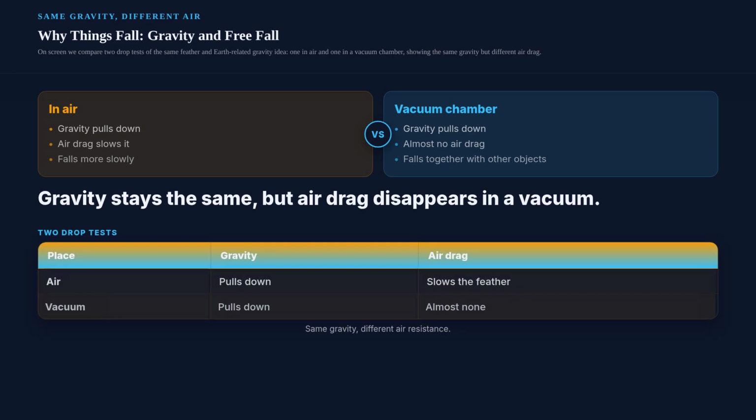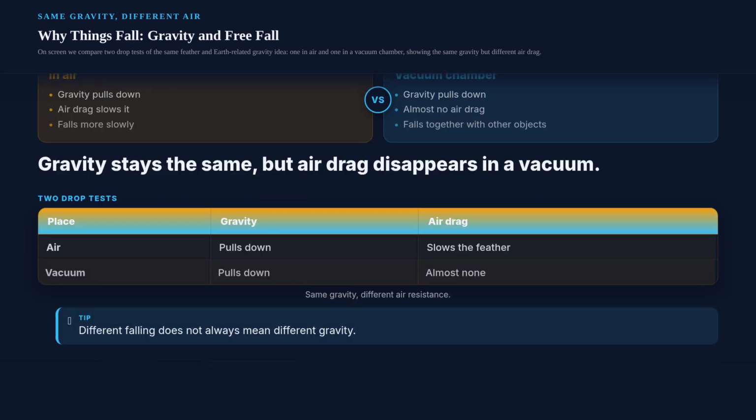This table compares the two drop tests with 3 columns: place, what gravity does, and what air does. Notice the pattern: gravity is the same in both rows, but air drag changes the fall. Here is the key clue to remember. When two things fall differently, we should ask whether air is helping or slowing them down before we blame gravity.